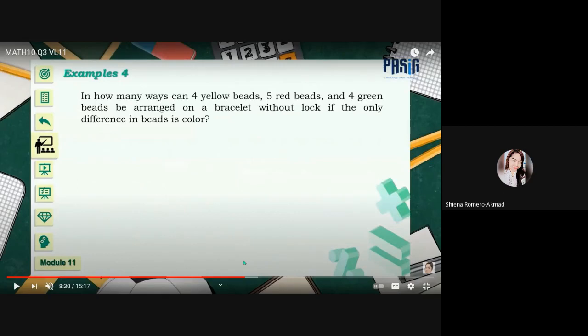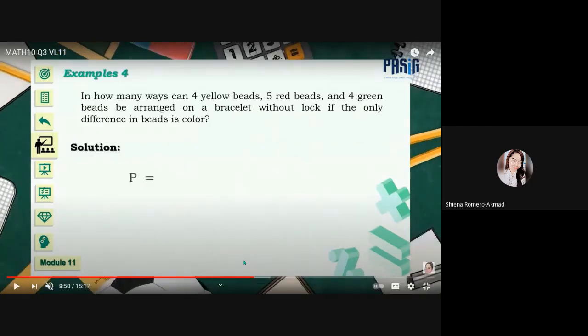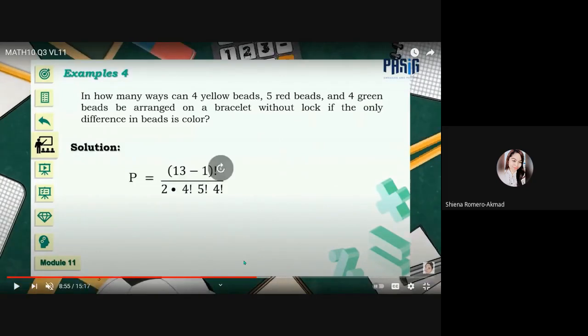Number 4, in how many ways can 4 yellow beads, 5 red beads, and 4 green beads be arranged on a bracelet without lock if the only difference in beads is color? So, paano daw to? How can we solve for this? Yung mga beads. Okay. So, for us to solve this, we are going to first, of course, look at the colors. Ilan ba yung yellow beads? Ilan ba yung 5 beads? I mean, red and the green.